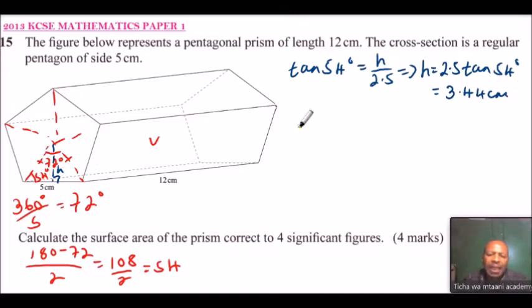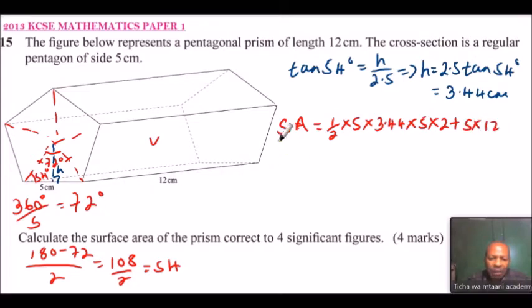Now that we have the height, we can get the area of the triangle. In fact, we can combine the whole of this and say the surface area is equal to the area of one triangle. So it is a half, base is 5, times height, which we have found is 3.44. We multiply by 5, so that will give us the area of the 5 triangles. We multiply by 2 because of the other side, so that will give us the area of the 2 sides which are pentagonal. Then we add the area of the sides which are rectangles. So it is 5 multiplied by 12. That is the area of one side, and because there are 5, we multiply by 5. So that will give you the surface area. Because you have a calculator, you can do that.